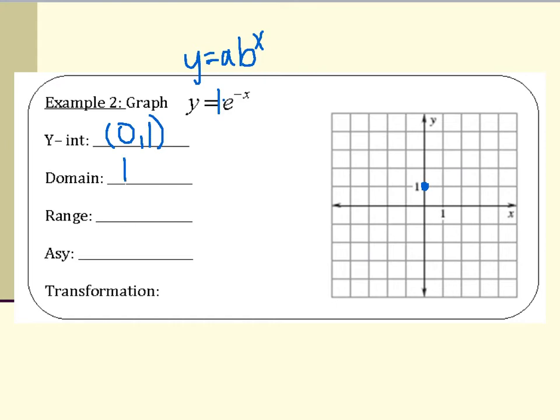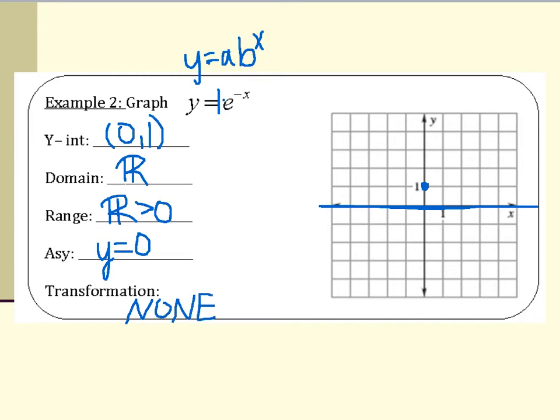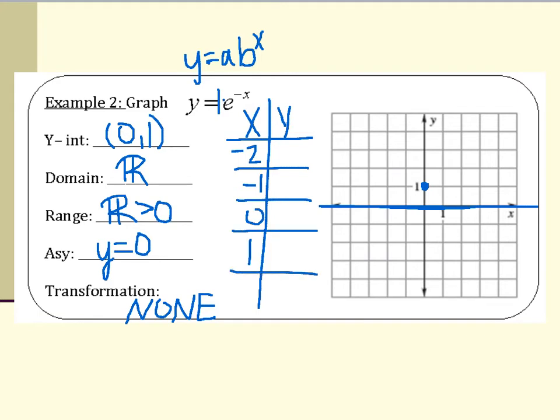My domain is still all real numbers. My range is still all real numbers greater than 0. My asymptote is still the line y equals 0, and let's draw that right in so that we don't forget about it. So there's my asymptote. Transformation, again, my y-intercept didn't move at all, so there is none that we need to worry about. So let's just make our table here. So again, -2, -1, 0, 1, and 2.